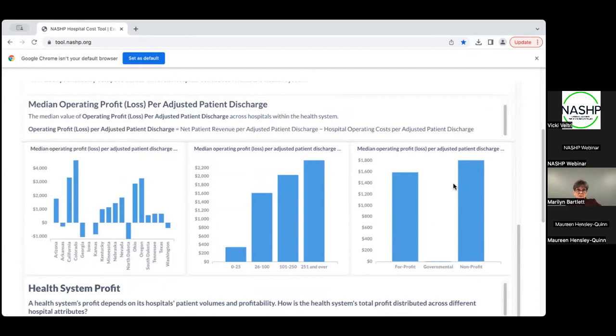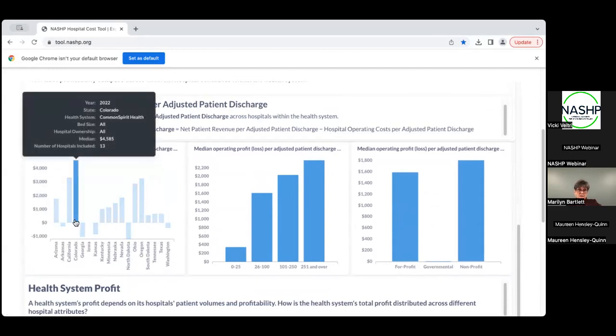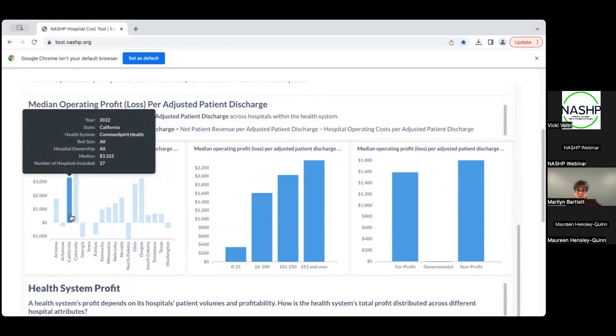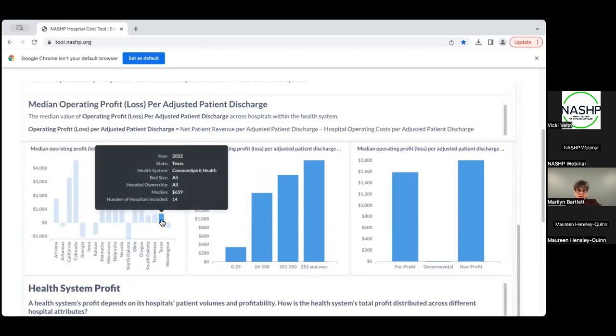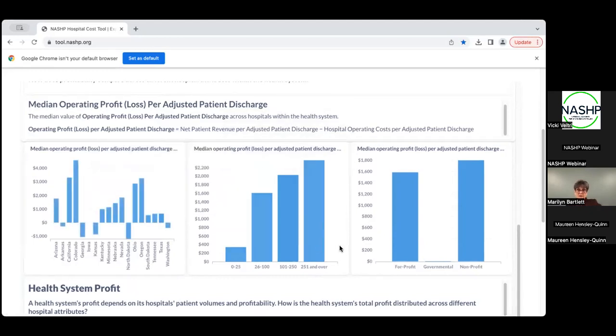We then look at the median operating profit per adjusted discharge. And this one's interesting to me because it's California that's the highest for the profit. California comes down a little bit. We have Texas over here with their median. Again, the median is from all those hospitals you saw in the last tab that range from critical access clear on up to some of the larger hospital systems.